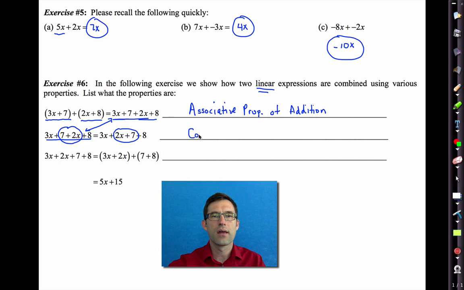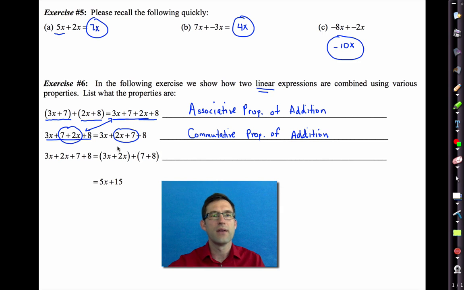That is the commutative property. And again, it's of addition. My F's are not looking very much like F's.